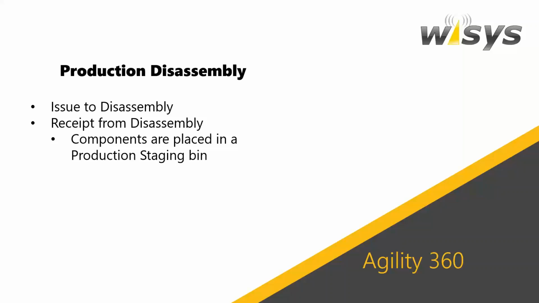Again, doing the issue to disassembly, taking your finished good from the warehouse and moving it to a production area to be taken apart. We'll do the receipt from disassembly to bring in all of the components from that finished good. And in this case, I moved all those components straight into a production staging bin. If you have a similar situation where all your components go into the same bin, you could default that bin inside the form to optimize that process and speed it up, and also prevent error, making sure that nobody can move those items into a bin they're not intended to go into.